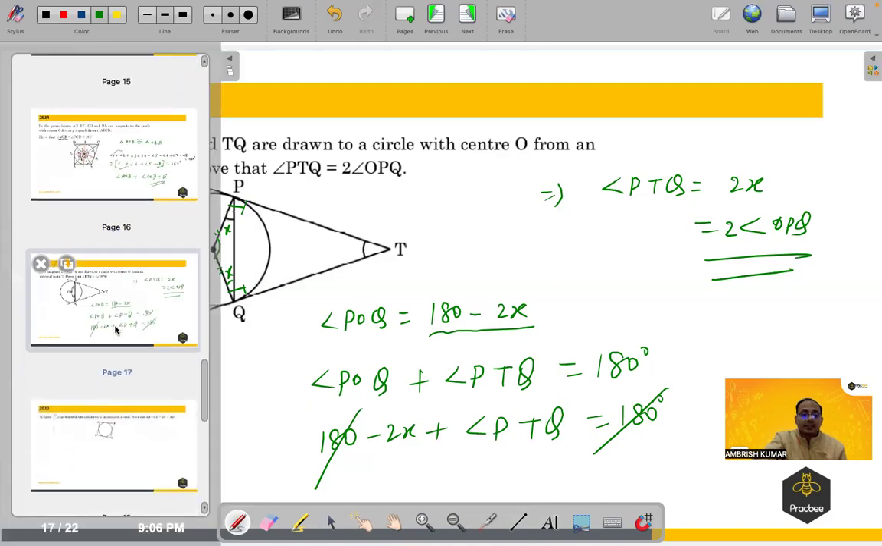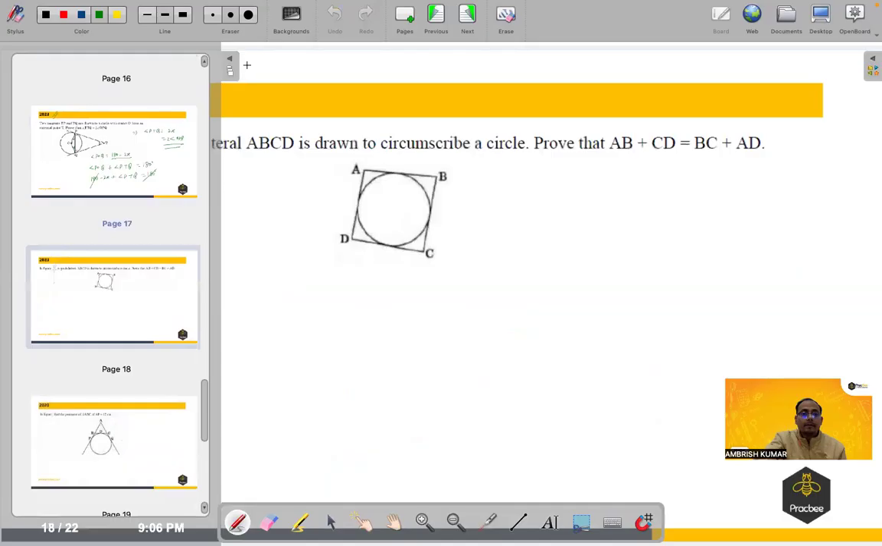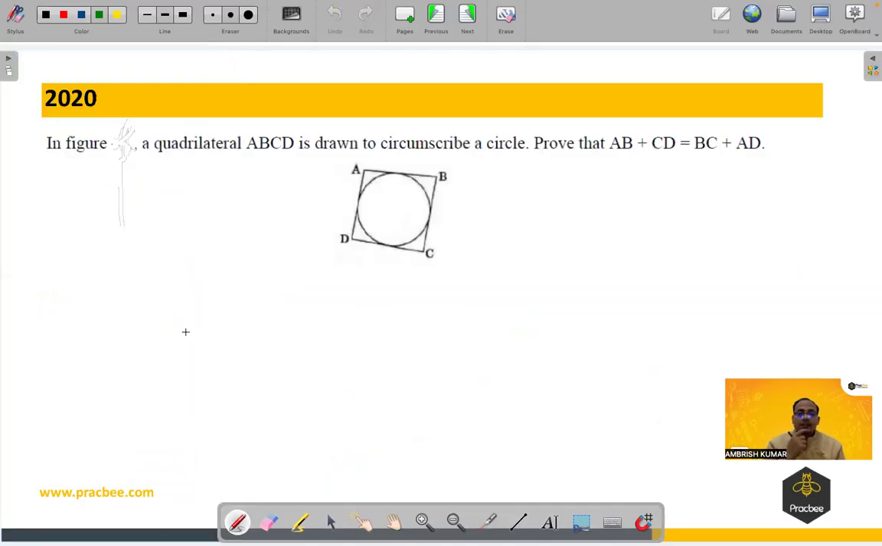Okay, let's go to the next question. Quadrilateral ABCD is drawn to circumscribe a circle. Prove that AB plus CD equals BC plus AD. Again, I'm telling you again and again, just name the points of contact P, Q, R, S. Now DP and DS are going to be equal, so we can name this as x and x. CP and CQ are y and y, then z and z, and let us say u and u, AR and AS.